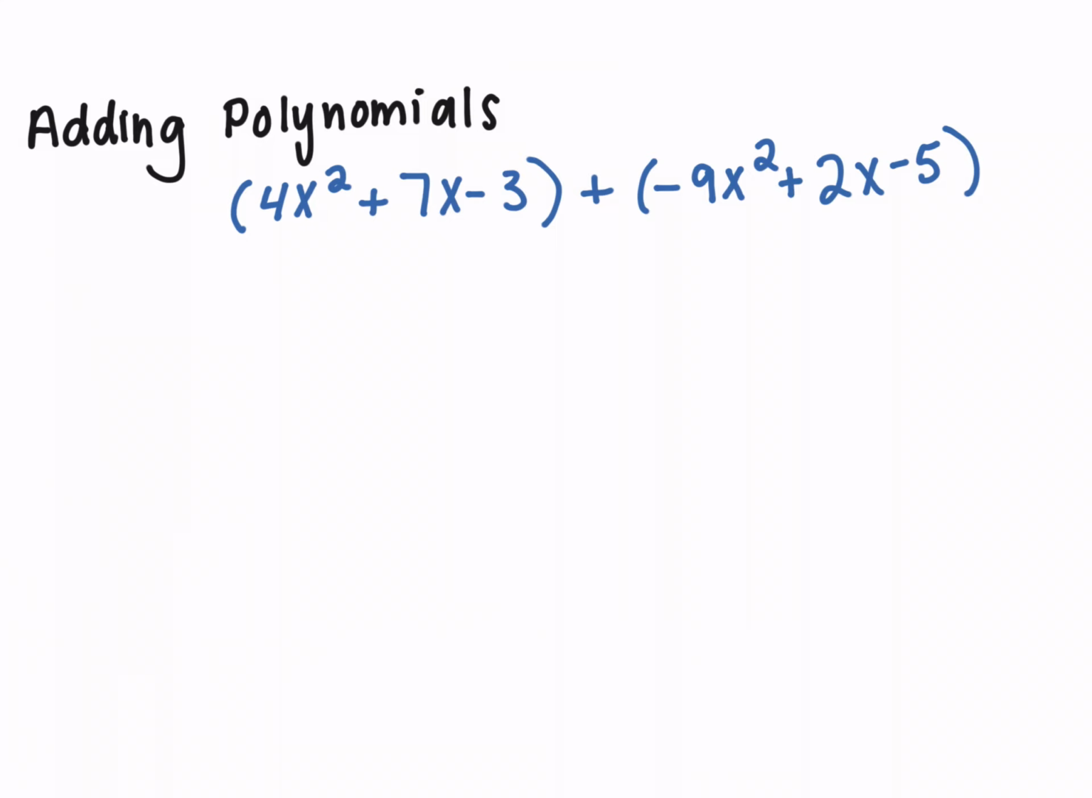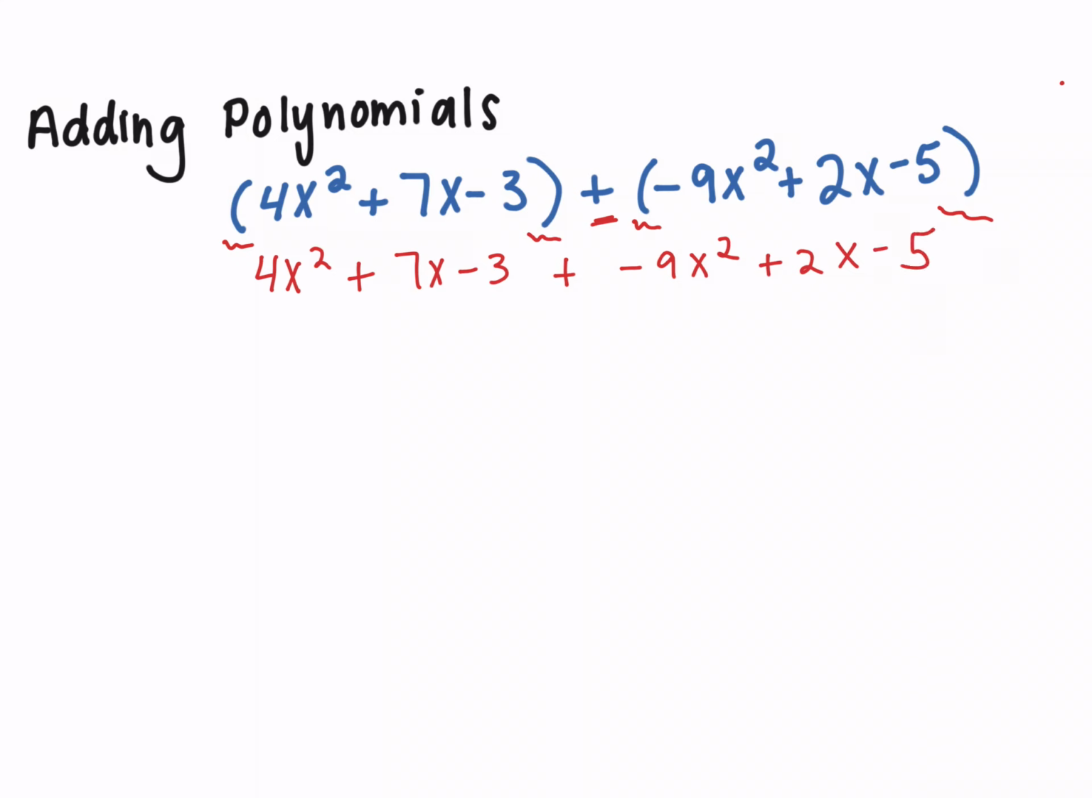So we have two polynomials being added, 4x squared plus 7x minus 3, and then negative 9x squared plus 2x minus 5. When you add polynomials, these parentheses are kind of irrelevant because the signs aren't going to change. Like this plus sign doesn't change anything. These parentheses are really just to divide up the two polynomials. So if the parentheses confuse you, you could just completely rewrite this without the parentheses, which a lot of people will do. I think it makes it a little easier to see.